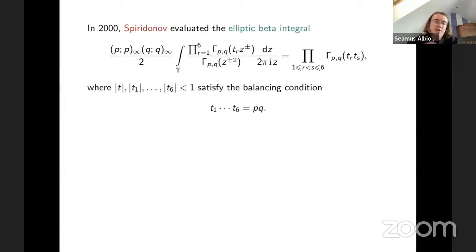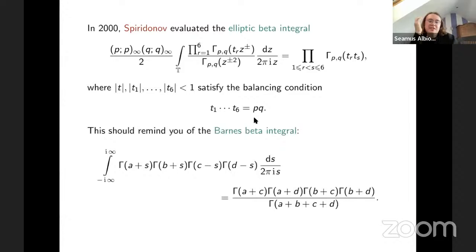Okay. So in 2000, Spiridonov evaluated the elliptic beta integral. Here I have 6 parameters, t1 through t6, and then I have p and q, and so I really have 8 parameters in total. It's just this integral over the unit circle of these gamma functions of t_r z plus minus, and then there's some z plus minus squared in the denominator. And this equals a nice product of elliptic gamma functions. But the parameters have to satisfy the balancing condition: the product of t1 through t6 has to be pq.